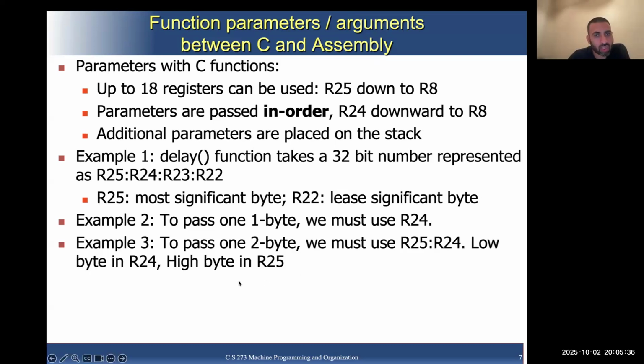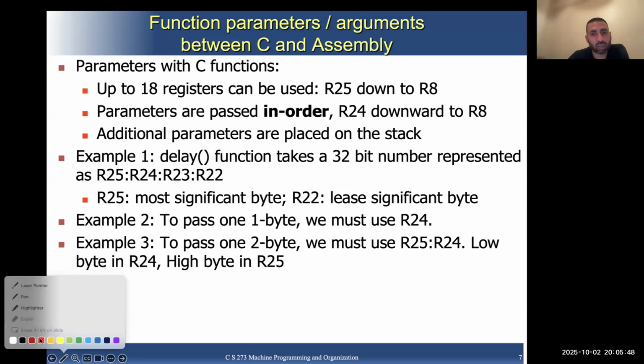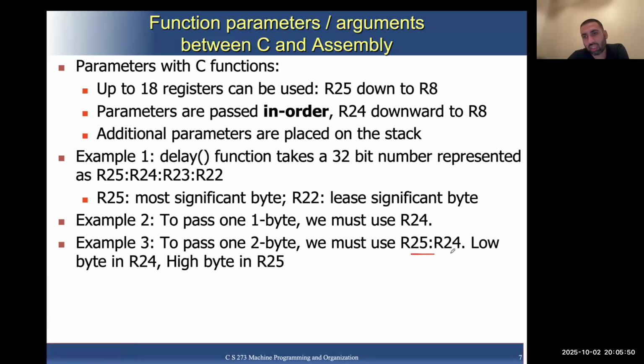So to pass a 2 byte value, let's say in our example from A to B, we want to pass a parameter which is of size 2 bytes. Then we use the complete pair. On the assembly side, when we read it, we will read R24 and R25. Sorry, the lower byte of the parameter will be in R24 and the higher byte of the parameter will be in R25.